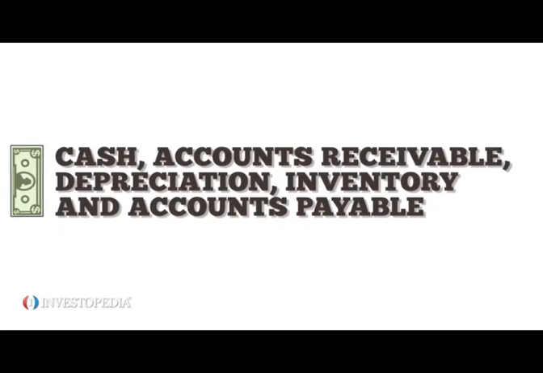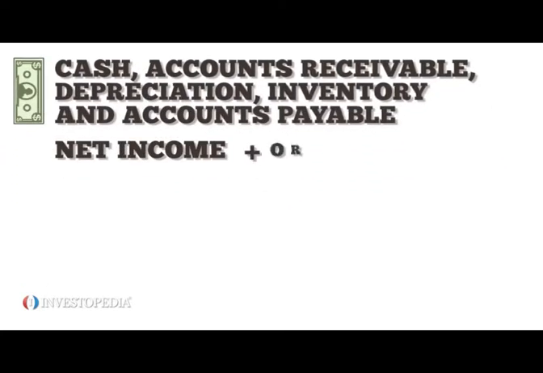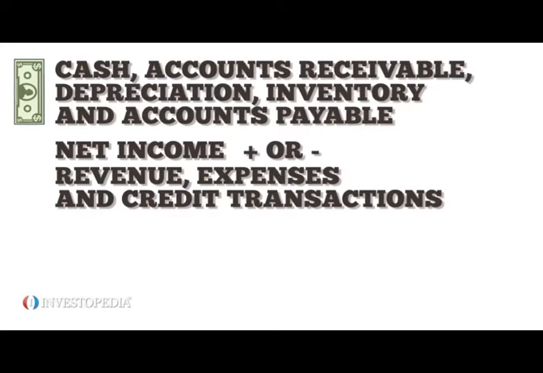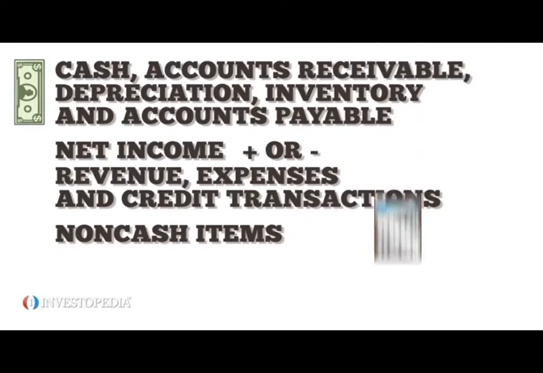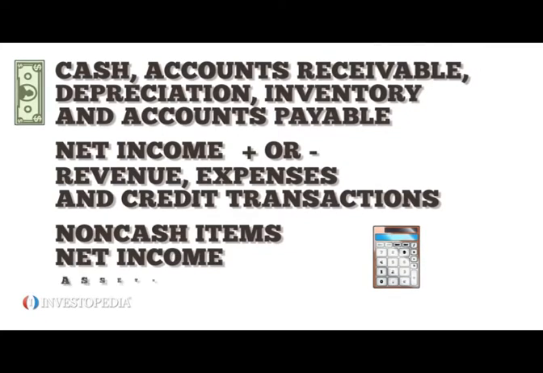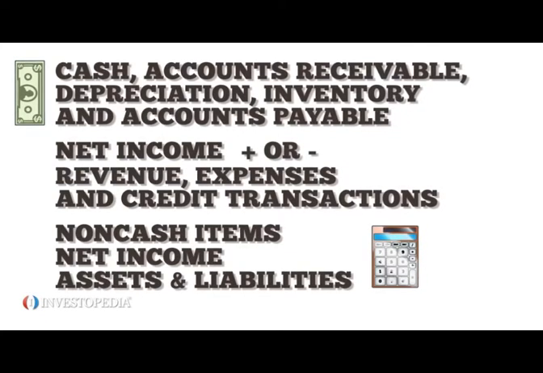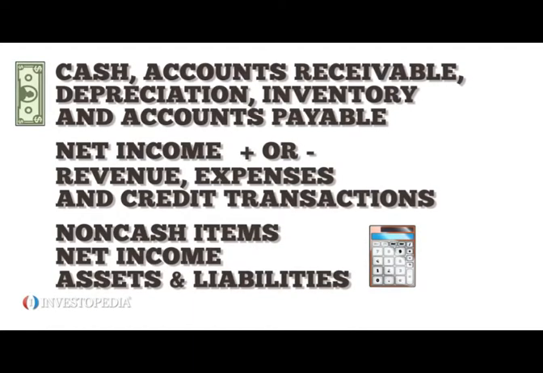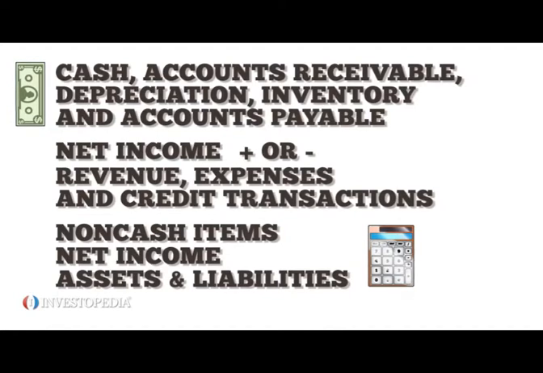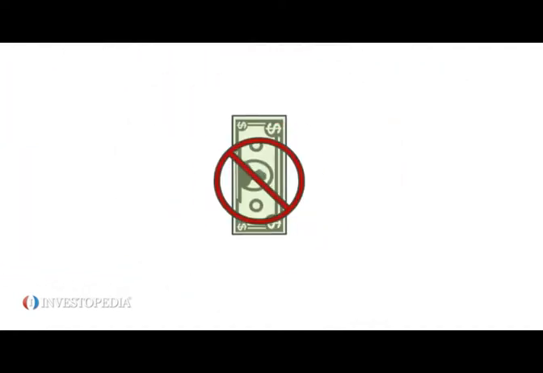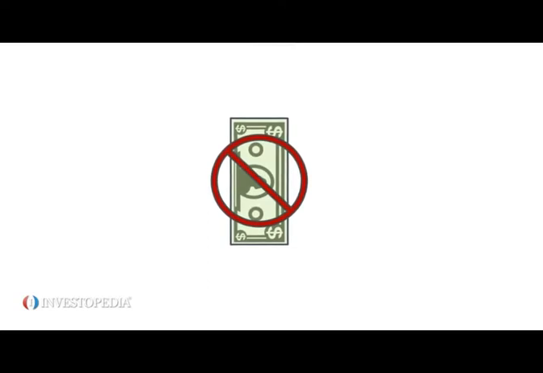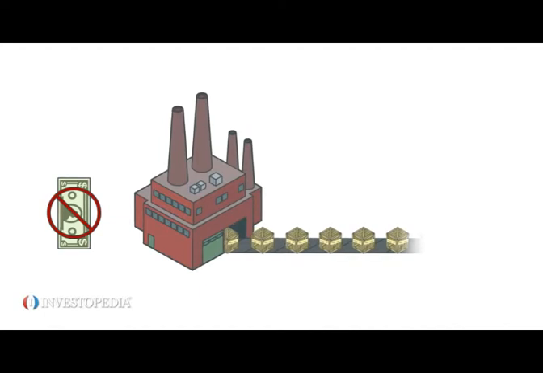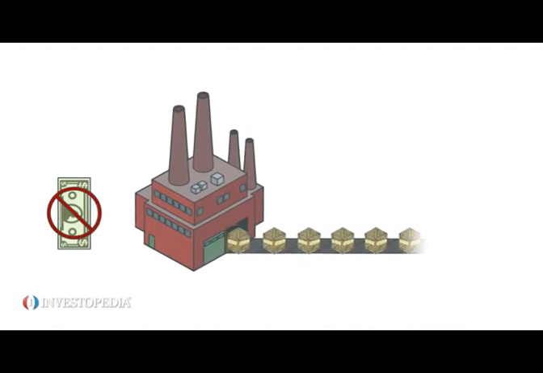To calculate cash flow, adjust the net income by adding or subtracting differences in revenue, expenses, and credit transactions. Non-cash items calculate into the net income as well as assets and liabilities. Transactions not involving cash items often have to be reevaluated when calculating cash flow from operations. For example, depreciation is not a cash expense. It's an amount deducted from the total value of an asset, like manufacturing equipment. It's added back into net sales when calculating cash flow.